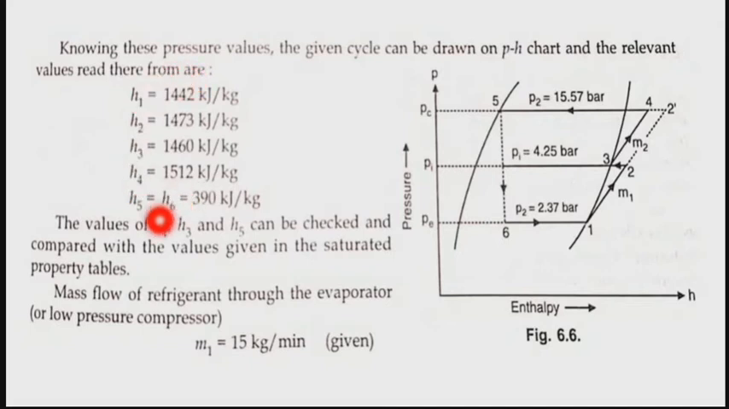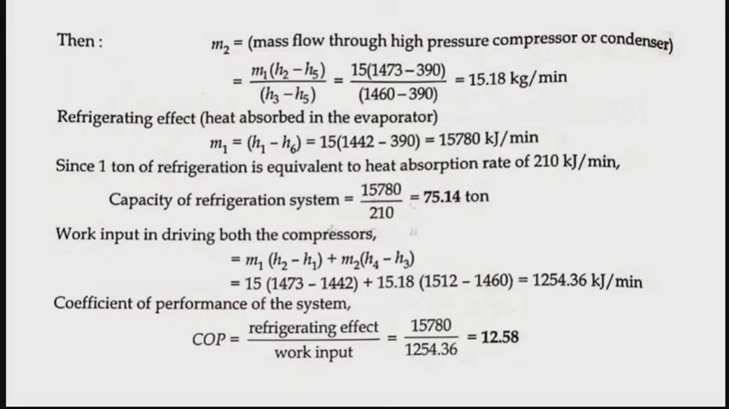Okay, now you got all these values, but you can see that H1, H3 and H5 are all checked and compared with the values given in the saturated property table. Now it is given that there is a mass flow rate M1 of 15 kilogram per minute, which is passing through the evaporator. Now you have to calculate the mass M2.